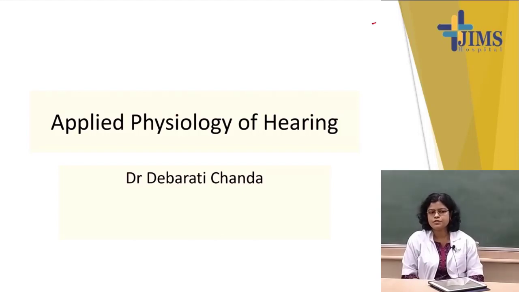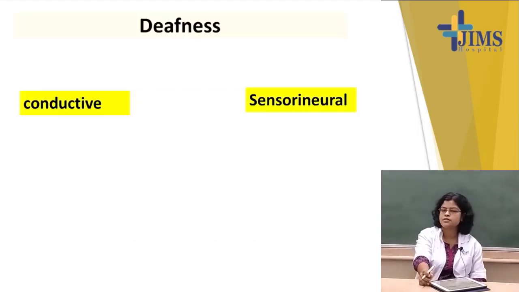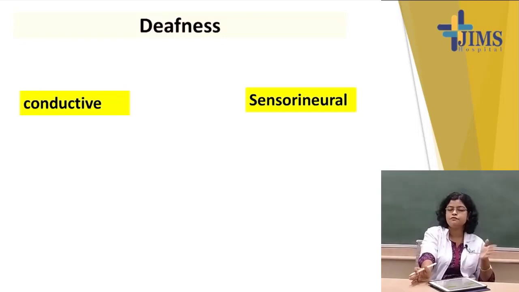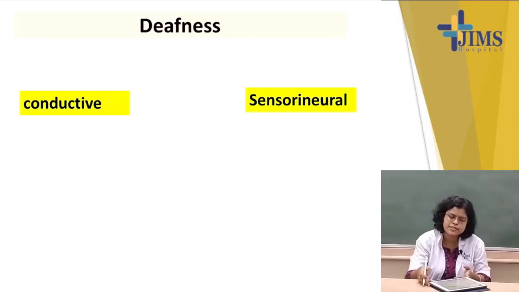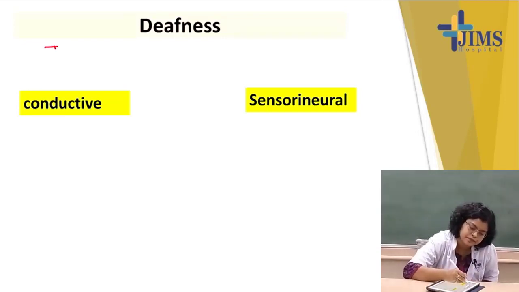In applied physiology for you undergraduate first year students, the most important topic is deafness, and today's topic is also very important practical wise. This class is important for practical, not that much important for theory. Deafness is inability to hear.